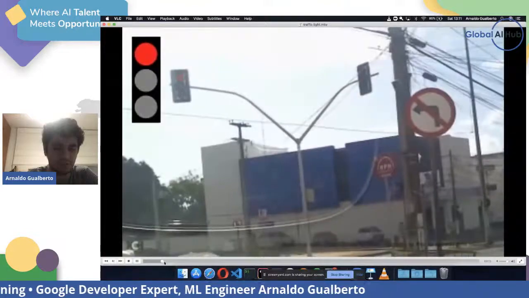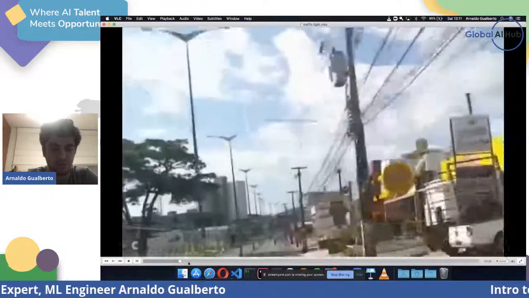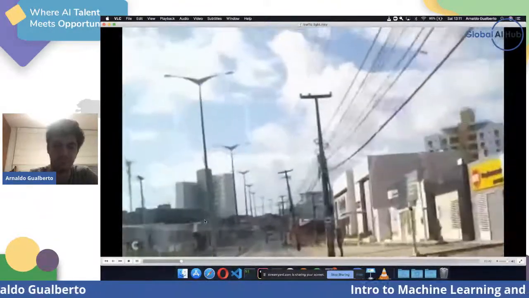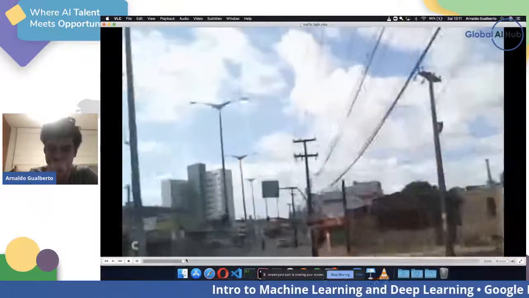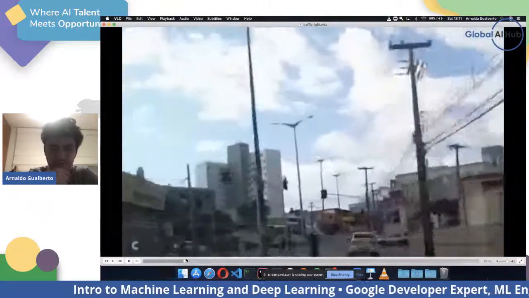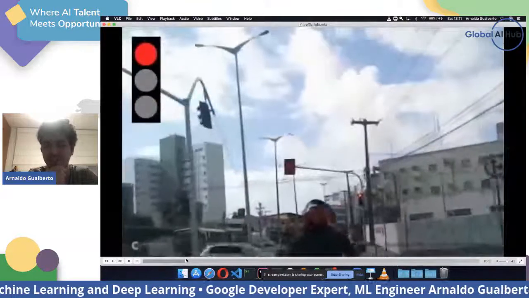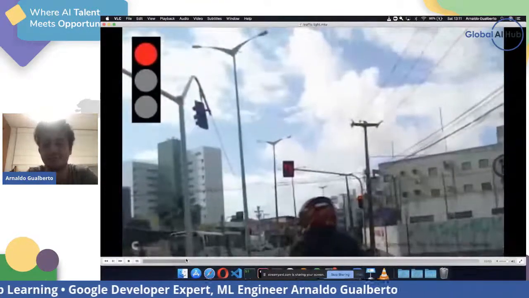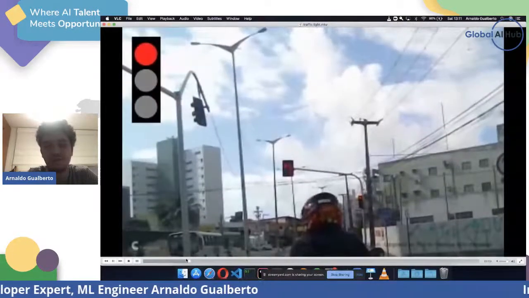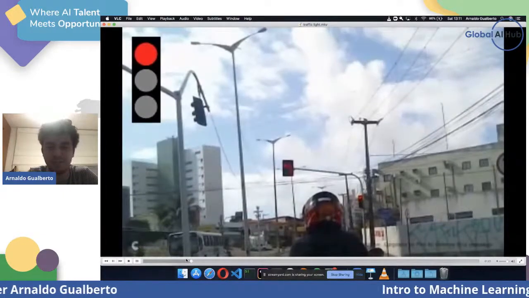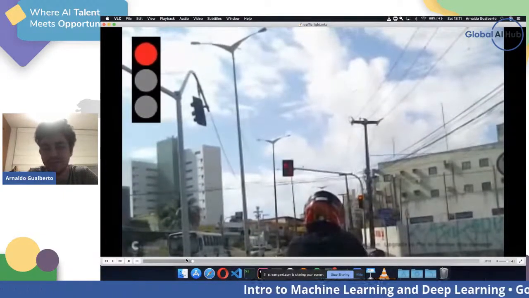You can also see that my system was able to detect different shapes of traffic lights. Here in Brazil, traffic lights can have different shapes, but my system was able to detect all these shapes and classify them as well. Okay.